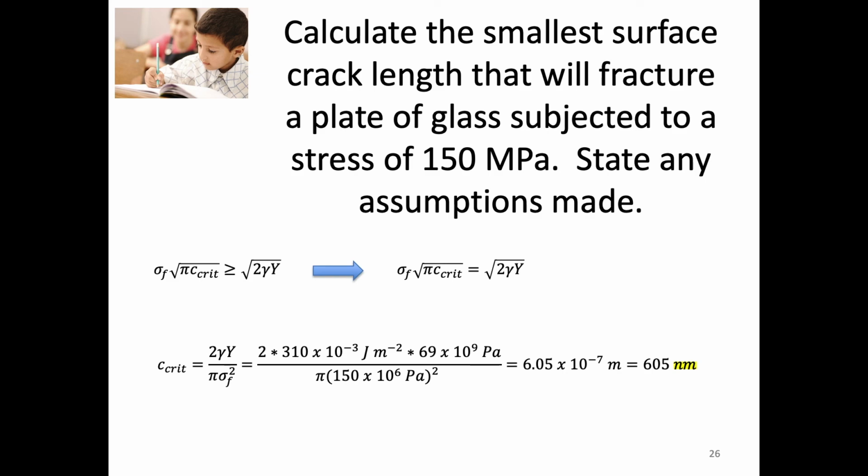That's the smallest size that would cause failure in this material. Any smaller, we wouldn't expect failure to occur. Larger, and we would definitely expect failure to occur in those cases. So this is the critical value that we have, right? Because we're setting it equal instead of talking about the larger value.